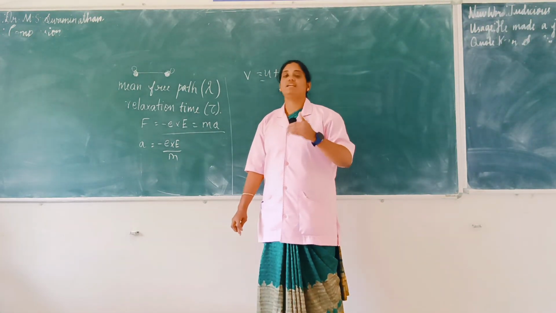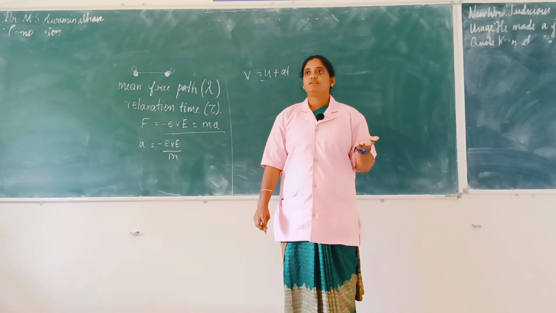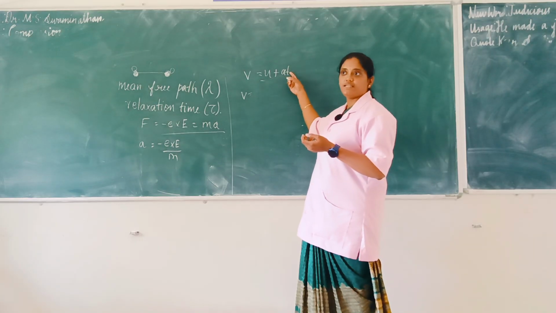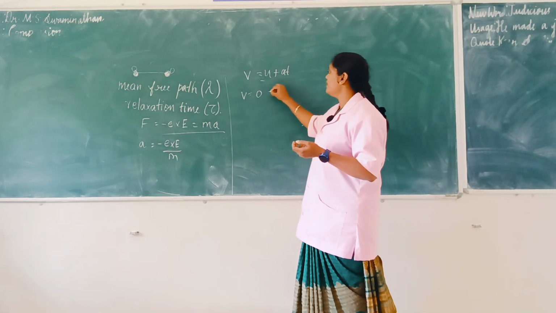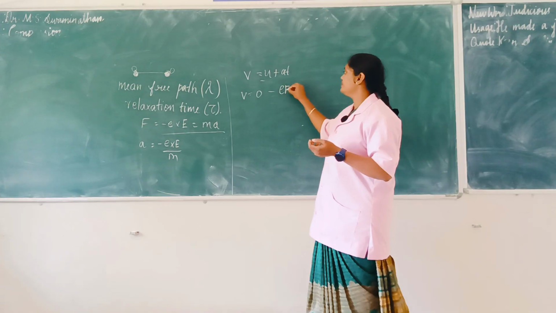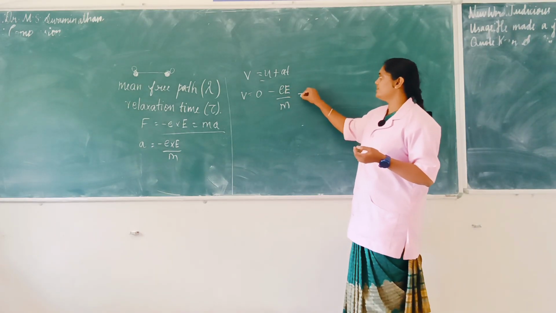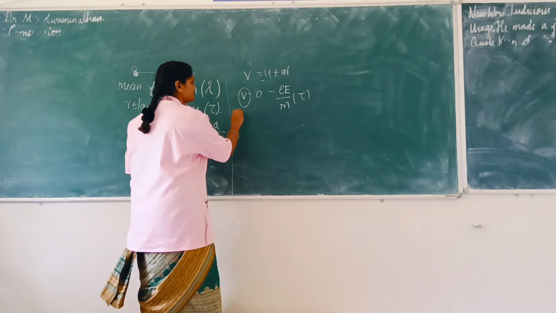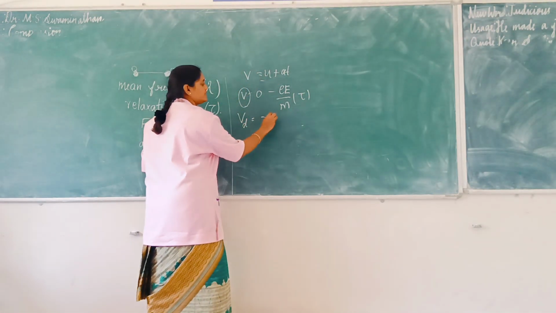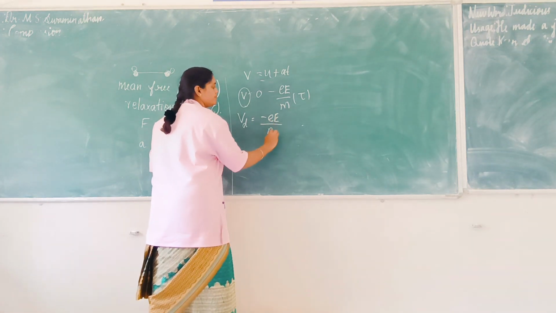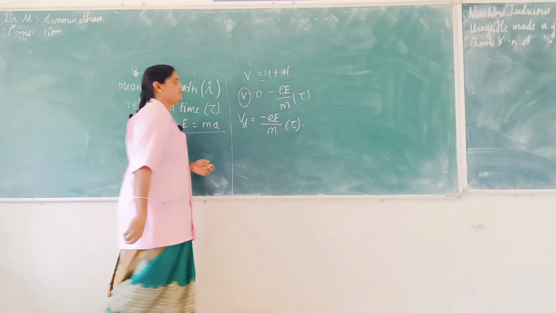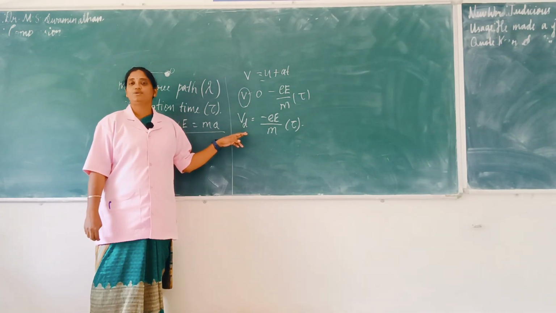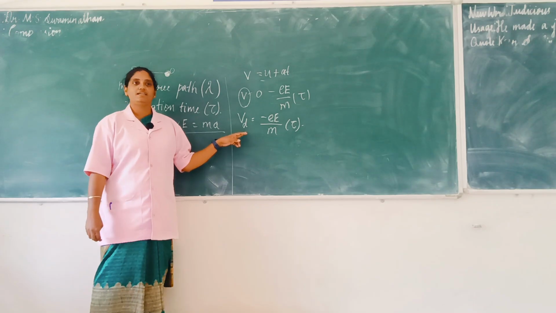Before the application of electric field, the velocity was 0, isn't it? Soon after the electric field is applied, it has some acceleration. So this u will be 0 and minus E divided by m into tau. So this velocity is termed as drift velocity, Vd equals minus E by m into tau. And this drift velocity will be in the direction opposite to that of electric field.